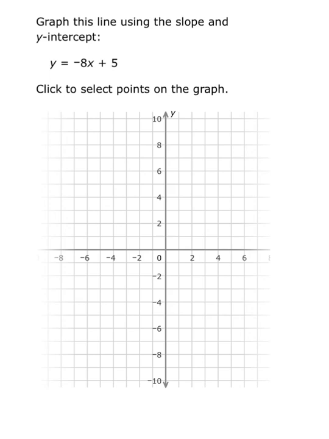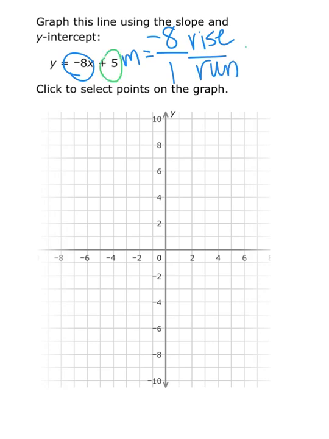For this problem, we are graphing y = -8x + 5. So my slope is negative this time. I still need to write it over 1 so we can see rise over run. And we're starting at positive 5 for the y-intercept. So I'm going to start at positive 5.